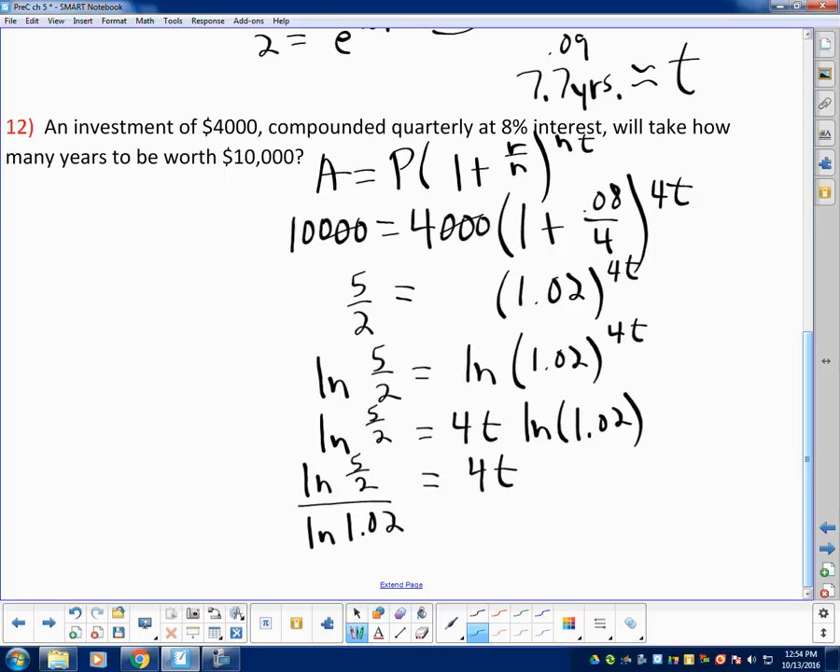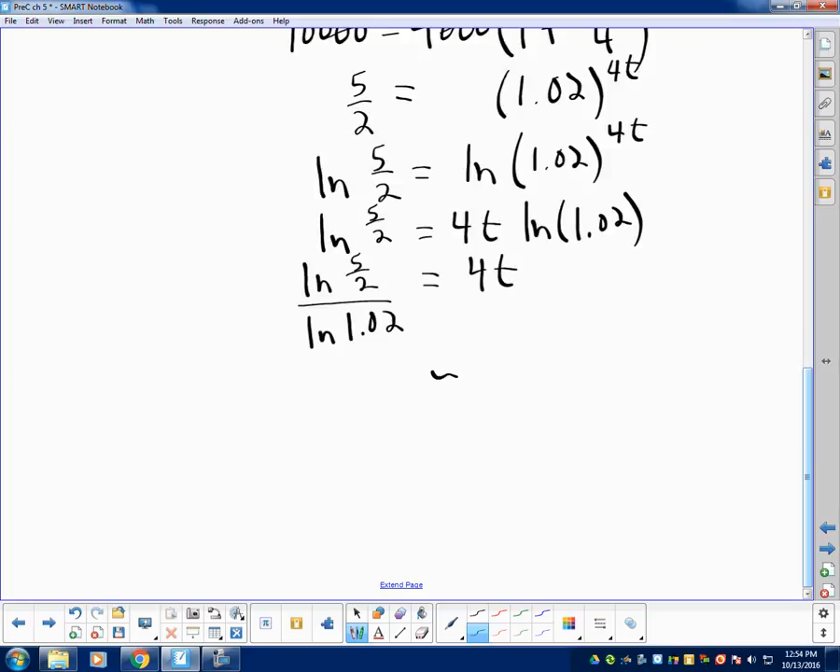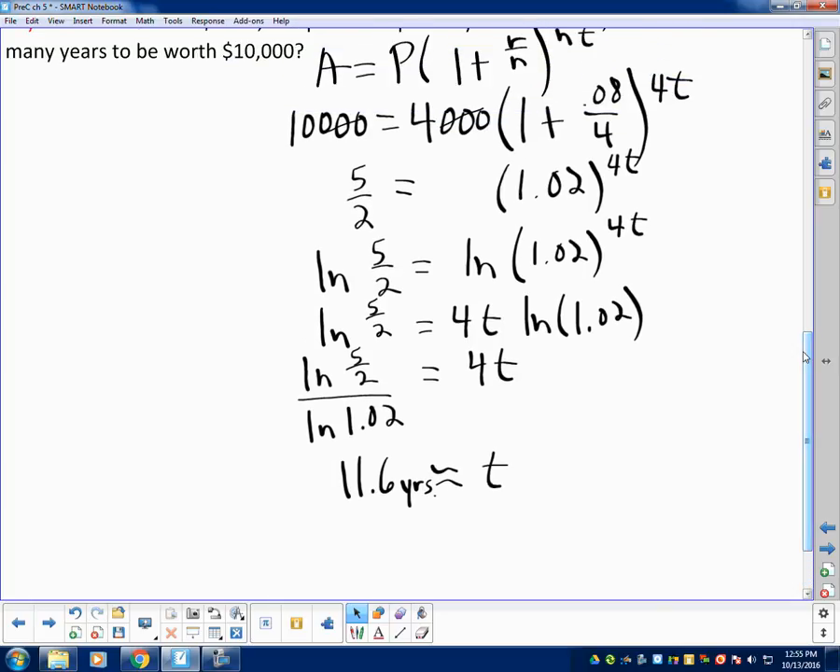So we're just taking the ln of each side. Or you could take log base 10 of each side. That brings down the 4t. Then take all that and divide by 4. What's that? 11.6 years is what that ends up equaling. Yep, 11.6 years. So you are going to be asked to solve just a couple of equations where you have to solve for the variable power.